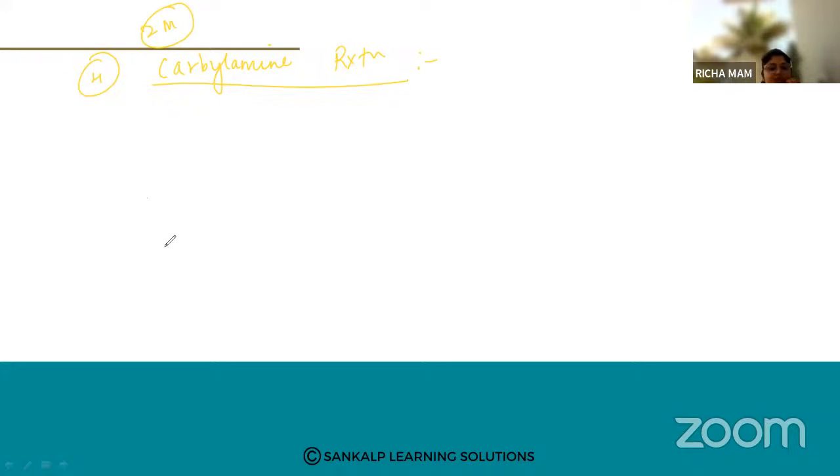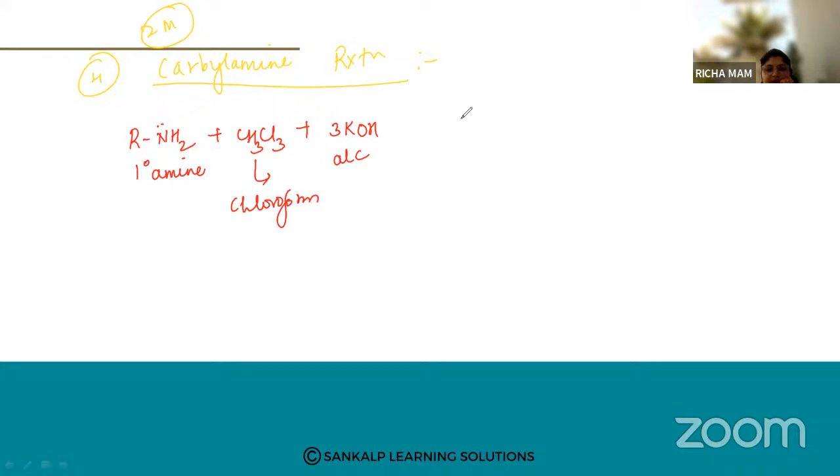Yes, 2 marks, sorry. So we have a primary amine, and we react it with chloroform in the presence of alcoholic KOH. We are going to heat it in the presence of chloroform and alcoholic KOH, and we are going to get an isocyanide.